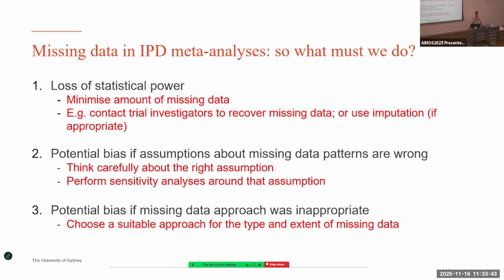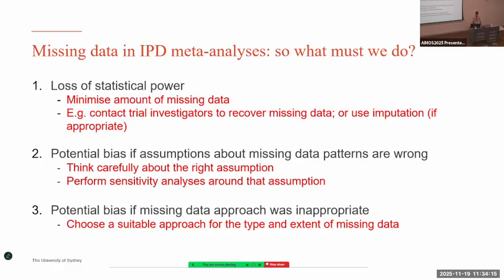So what must we do to deal with missing data in IPD meta-analyses? So to improve statistical power, we should try and minimize the amount of missing data that we have in our IPD. And one of the first things that we should try and do is to contact the trial investigators for additional information. And in my experience, missing data can simply be due to miscommunication or oversight when requesting IPD from trials. Or we can try and use an imputation approach to replace the missing values.